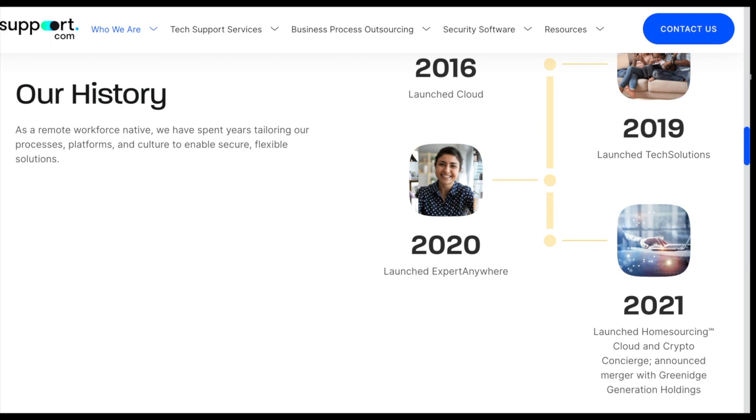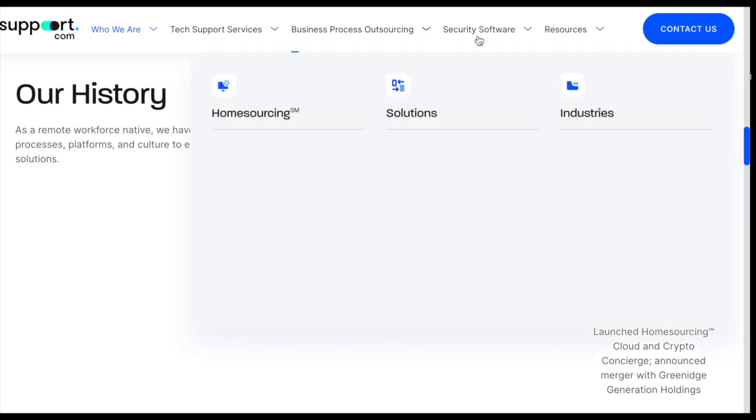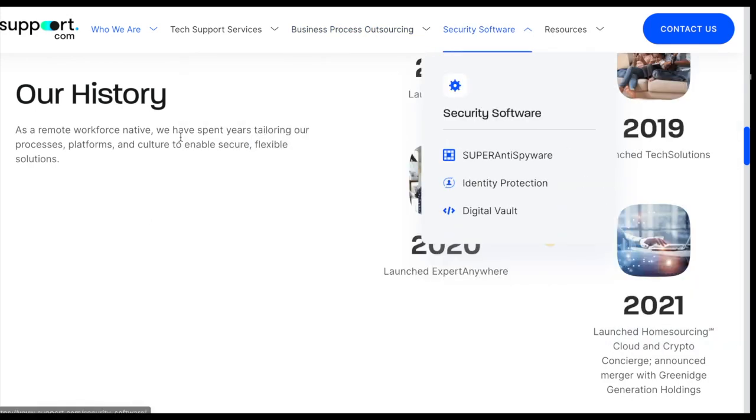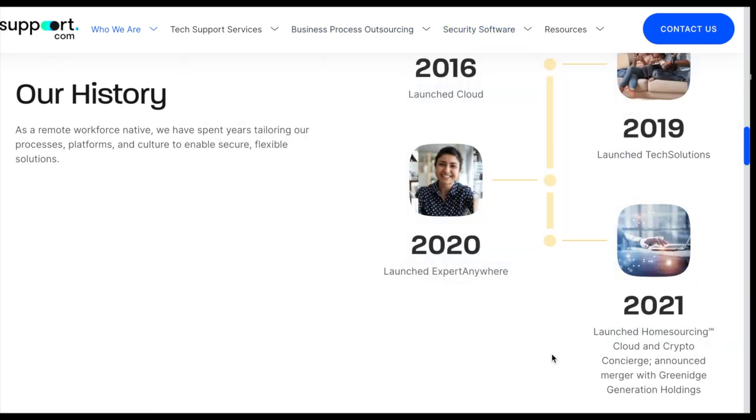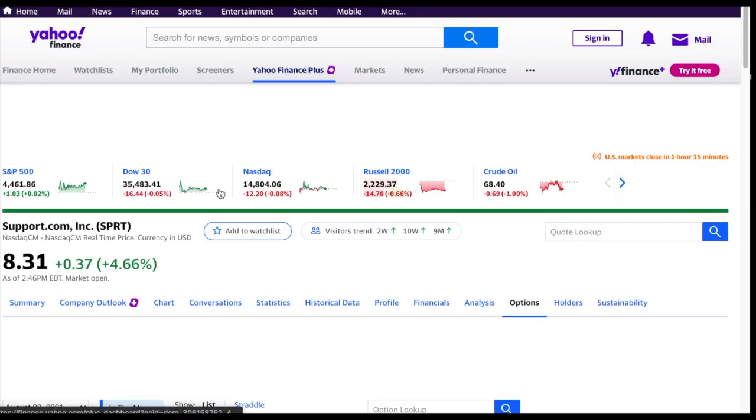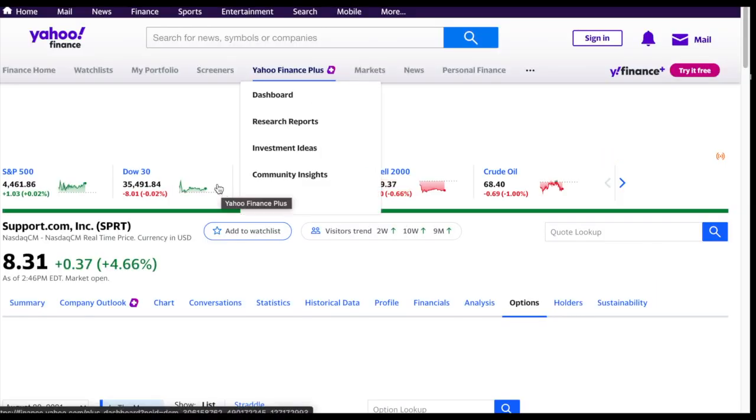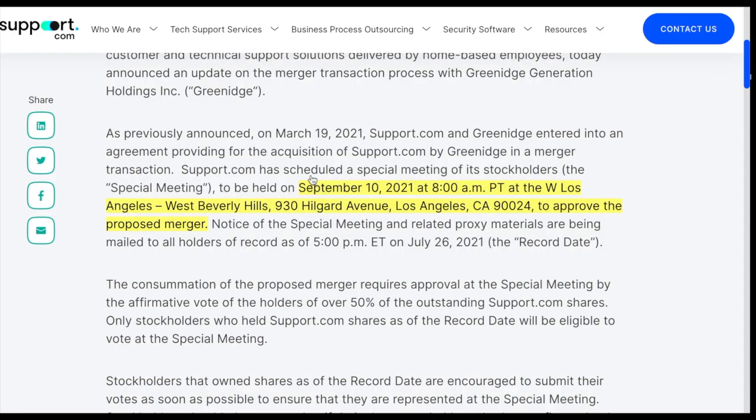But support.com, basically this is a business process sourcing security software business that just confirmed the date for their merger, and I'll show you that news article here. And because they have, and this is a good thing, this was up nearly 20% before, but if you have a date, it can be considered a catalyst.